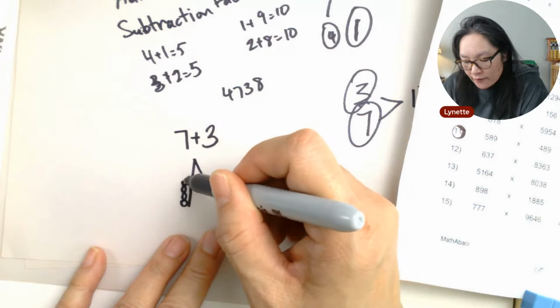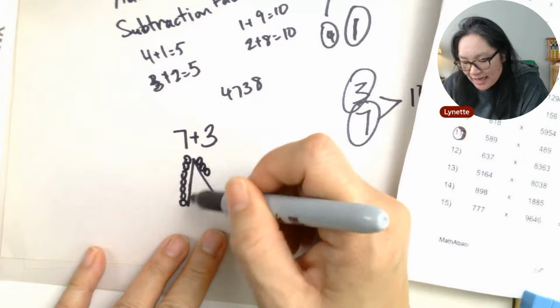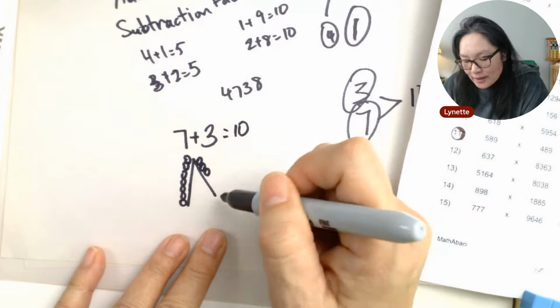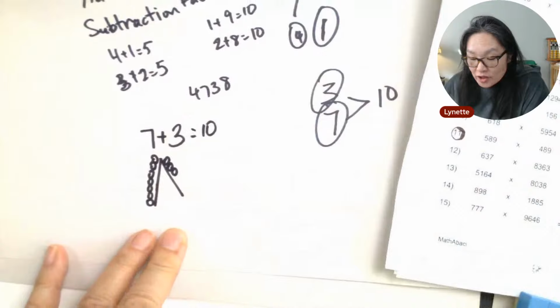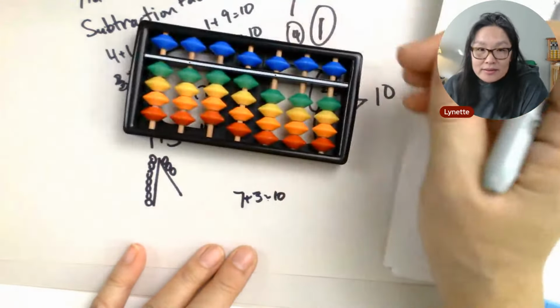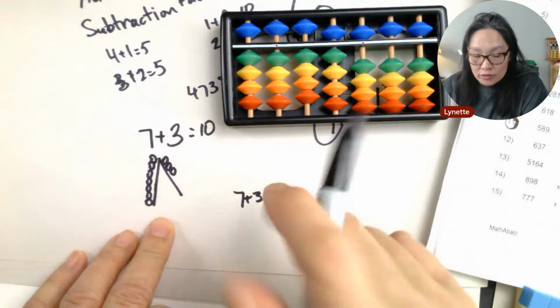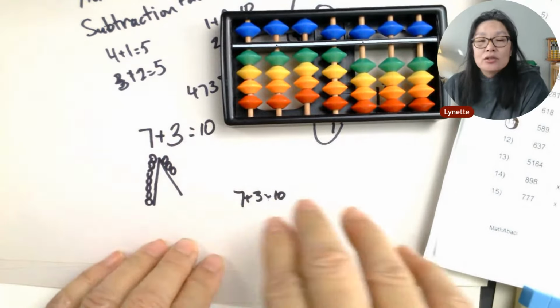1, 2, 3, 4, 5, 6, 7. 1, 2, 3. So then they count. This is 10, right? This is what showing your work is. Not just, I know what 7 plus 3 is equal to 10 because I know it on the abacus. That's what I mean by showing work. They have to fully go through whatever the teacher is asking to show their work.